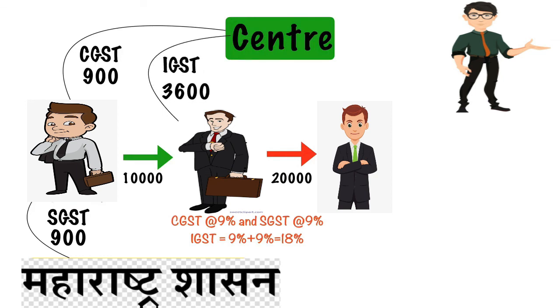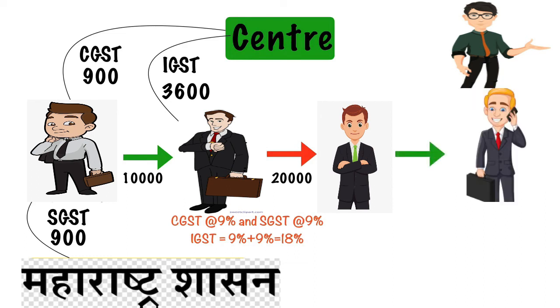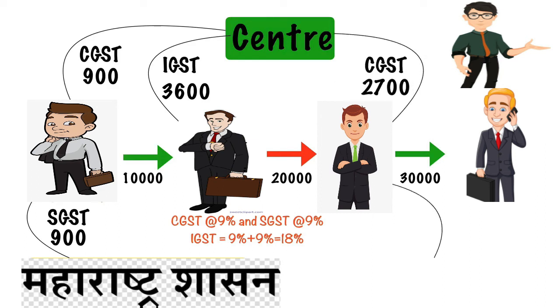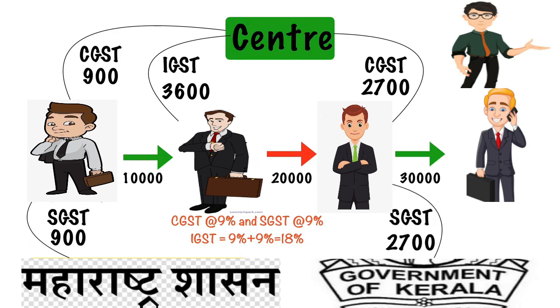Later on, Mr. Reddy from Thrissur, Kerala sold the goods to Mr. Menon from Kochi, Kerala for Rs 30,000. Here Mr. Reddy sold the goods to Mr. Menon. Both belong to the same state, that is Kerala. So Mr. Reddy will pay CGST 9% and SGST also 9%, that is Rs 2,700 to Kerala state government. So this is how GST works.